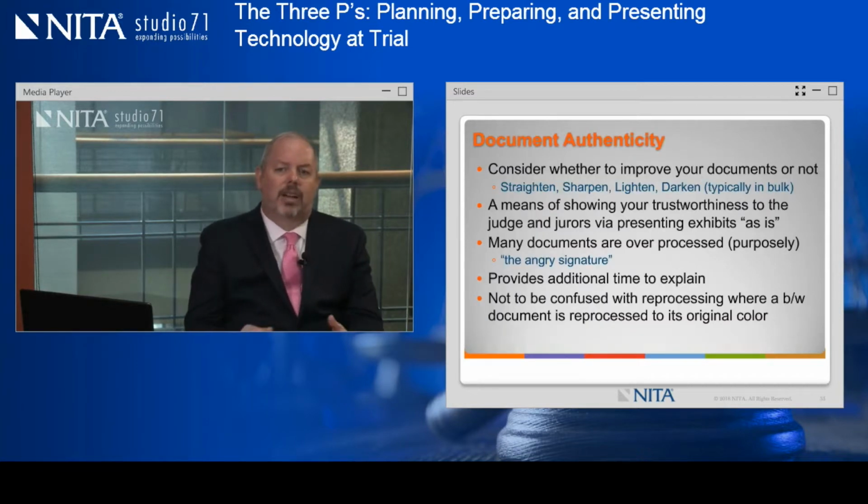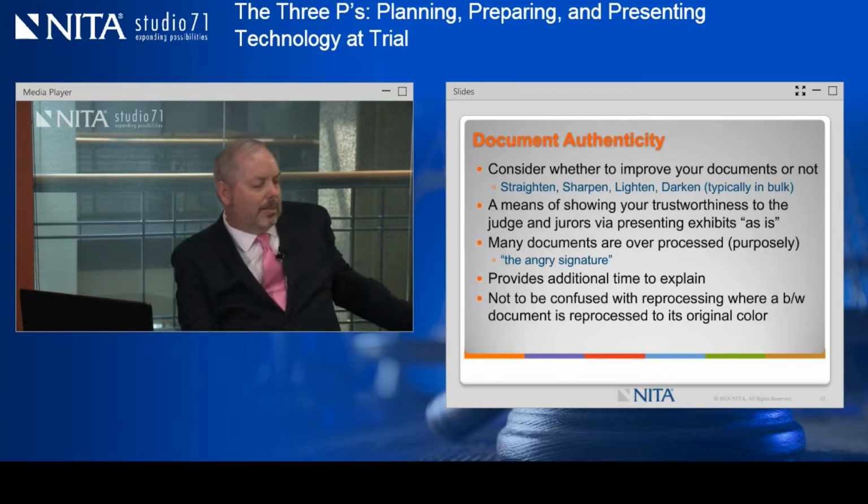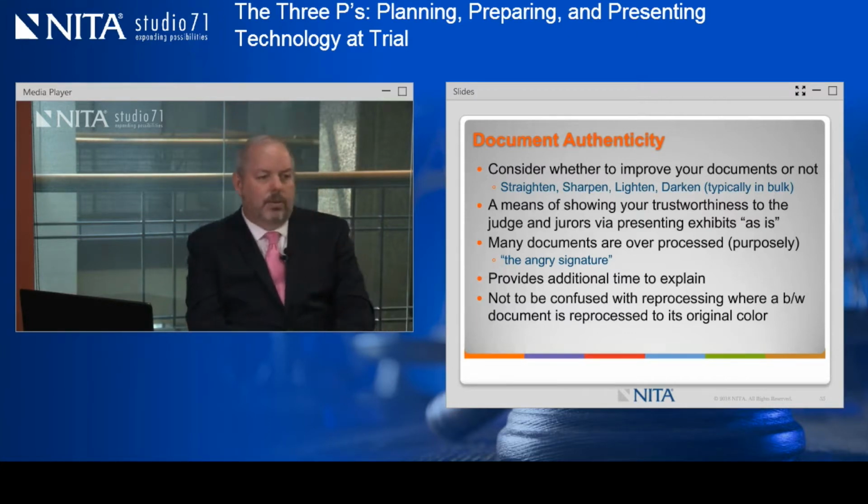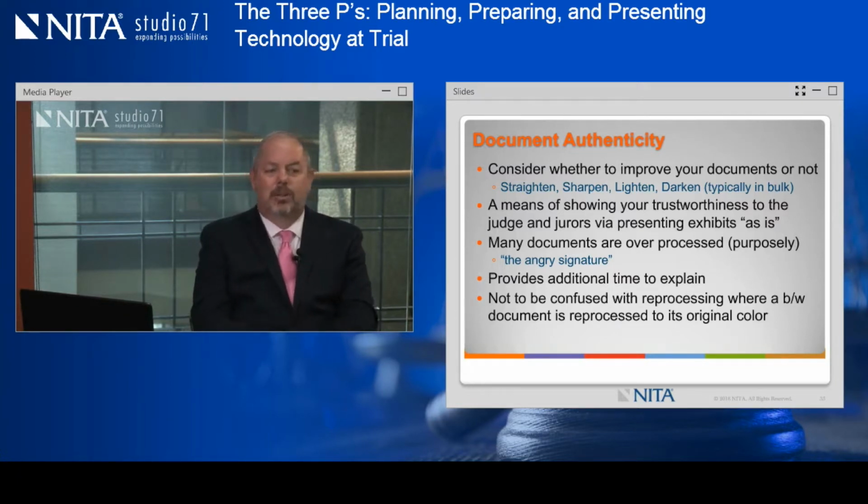Now, document authenticity is an idea about keeping the document in its original state as possible. You're trying to show decision makers that you are an amazingly honest person. You want to be the truth teller. So this is part of how you do it. It's a warts and all approach where files are not visually improved via darkening, straightening, and sharpening. And if they are, it's explained to the jury.